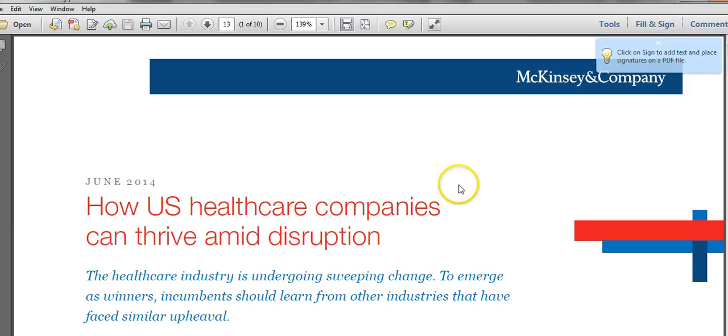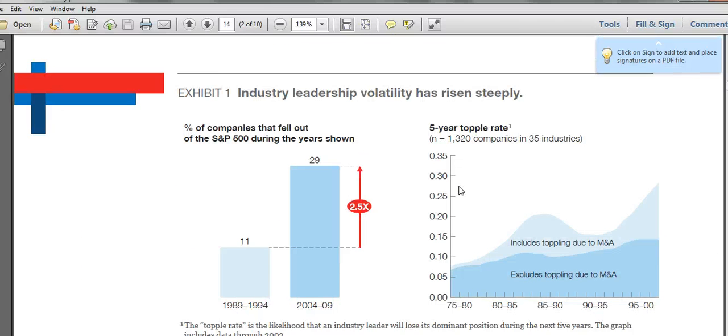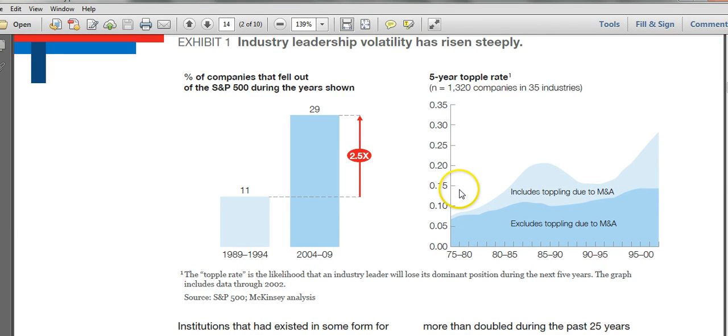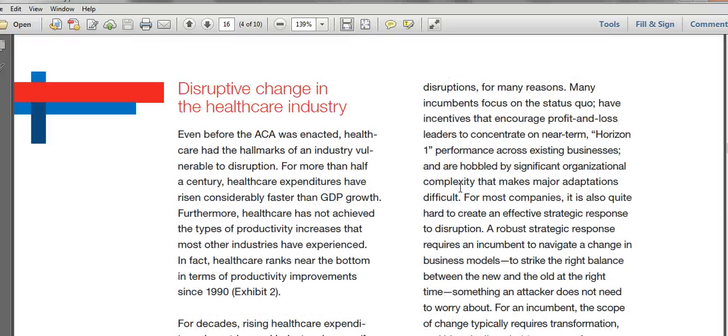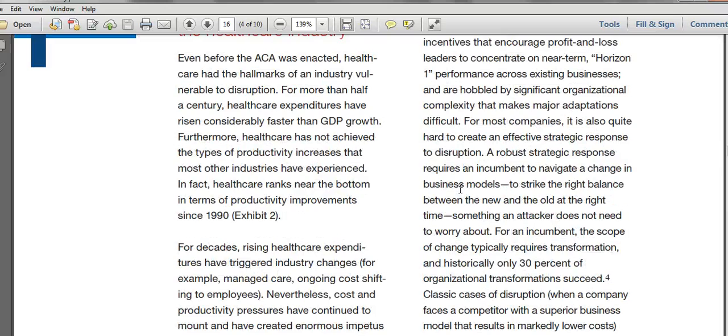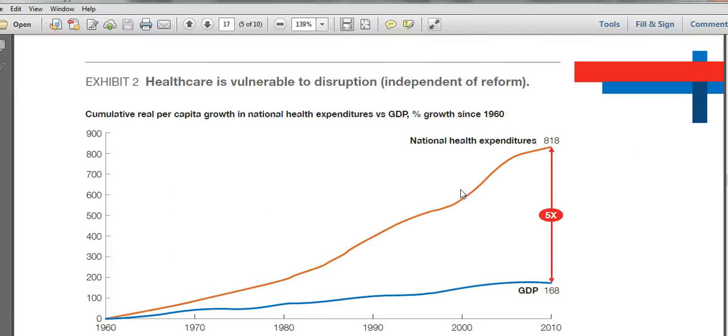It's a 2014 article, so it's pretty recent, and it gives you a sense of what the U.S. healthcare system looks like, what is the current status. I mean, just skimming through this, look at these graphs here. Industry leadership volatility, okay. Then disruptive changes in healthcare industry, very important. It talks about disruptive technology.